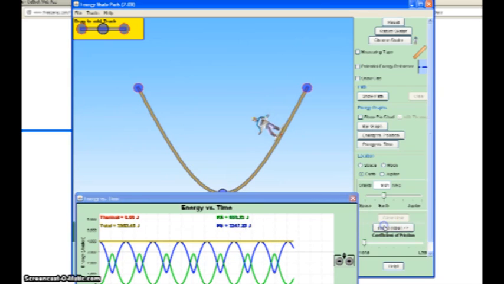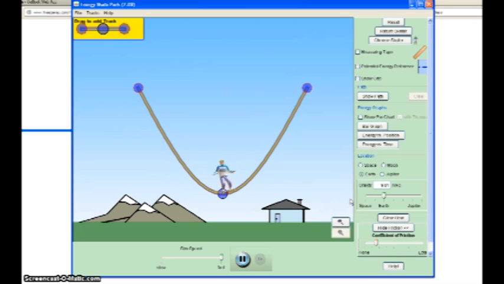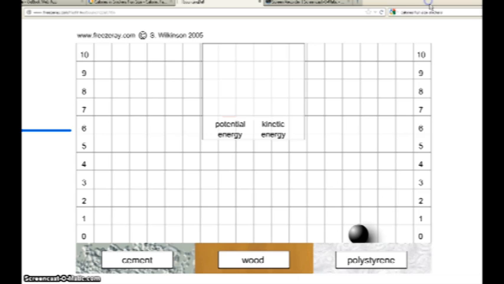If I turn friction on, what you'll see happening is that the total energy remains the same, but a lot of it starts going to thermal energy. So that's where a lot of our energy goes, into thermal energy. All right, moving on.